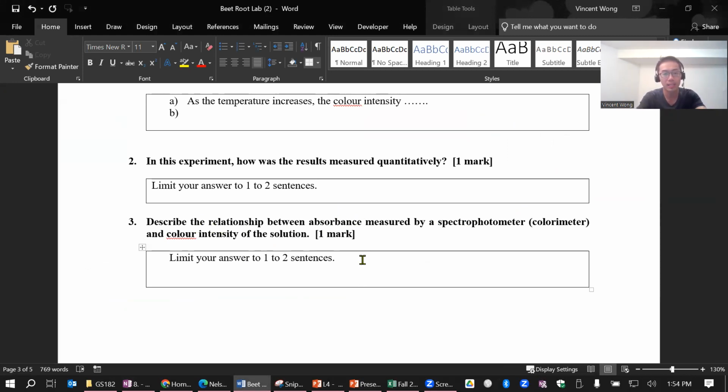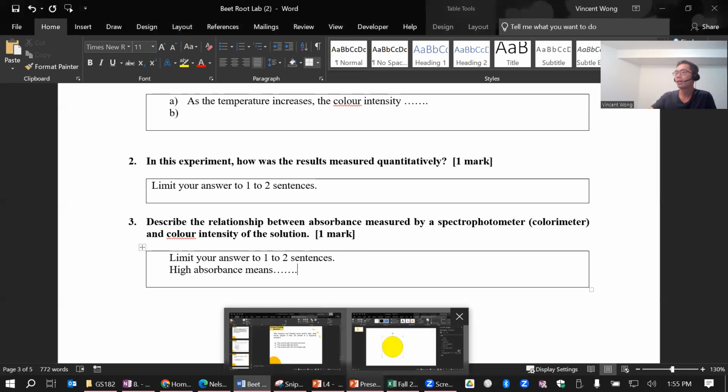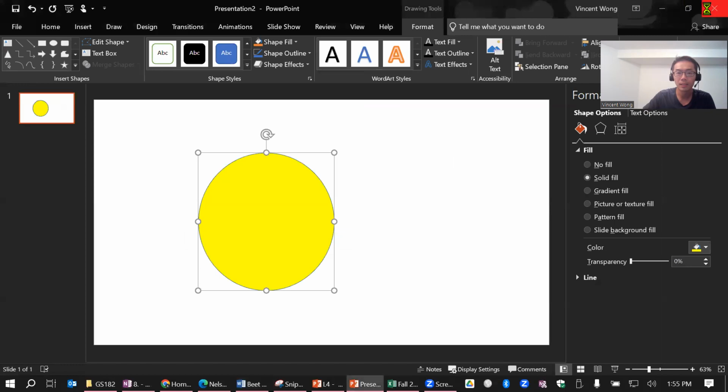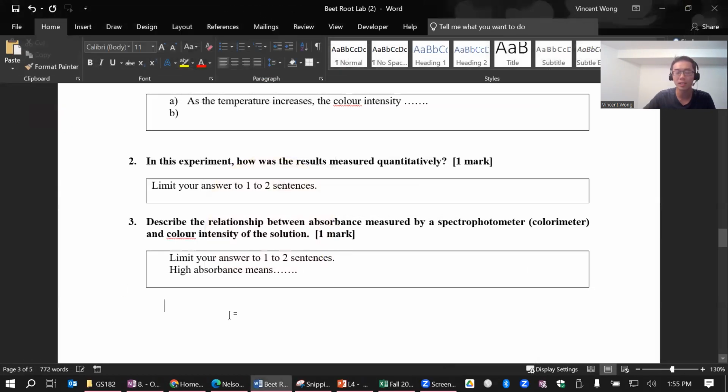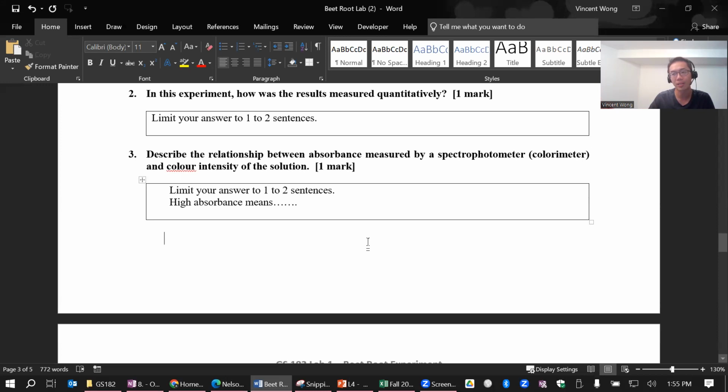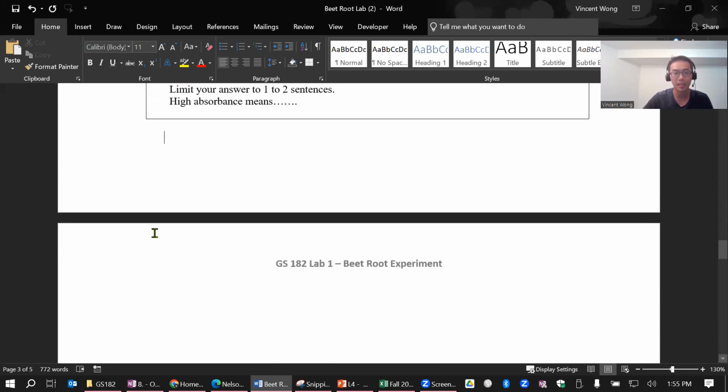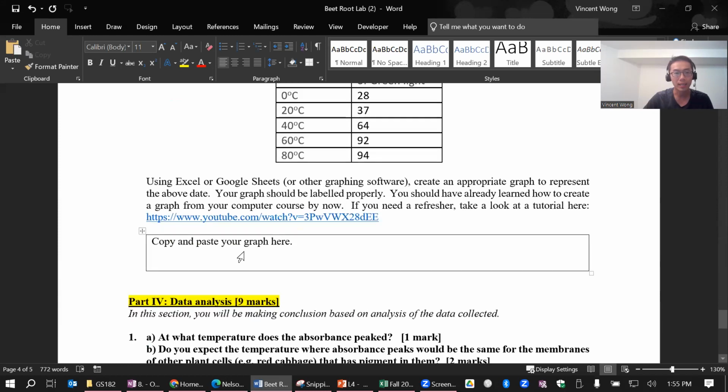All you have to do is tell me what high absorbance means and what low absorbance means. Any follow-up questions? Again, use your own words. I cannot stress the importance of using your own words and refraining from looking it up online, because it sounds really weird and out of place. It would look very different from the rest of your report, and that's how I know when you have copied an answer from online. Okay, next one.